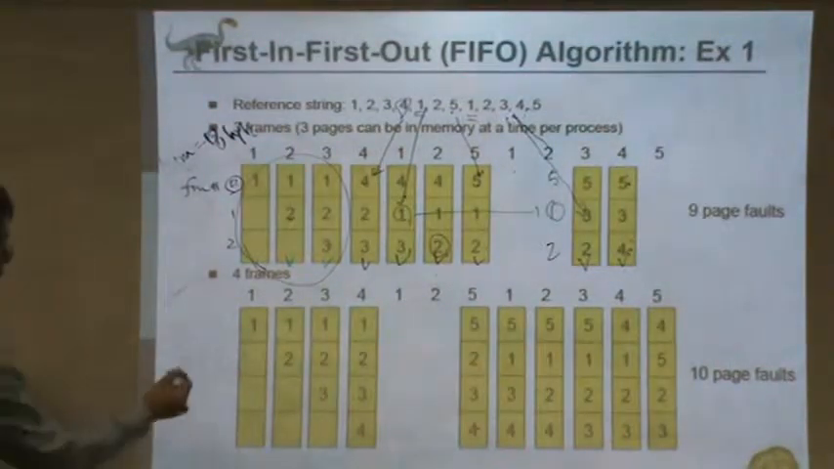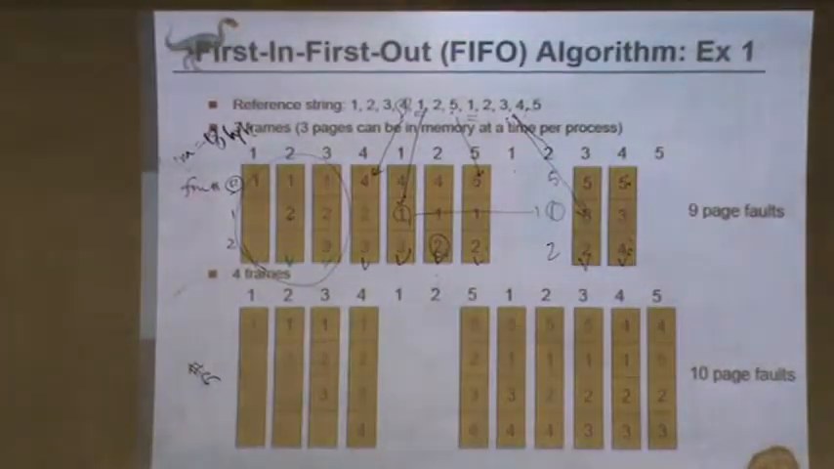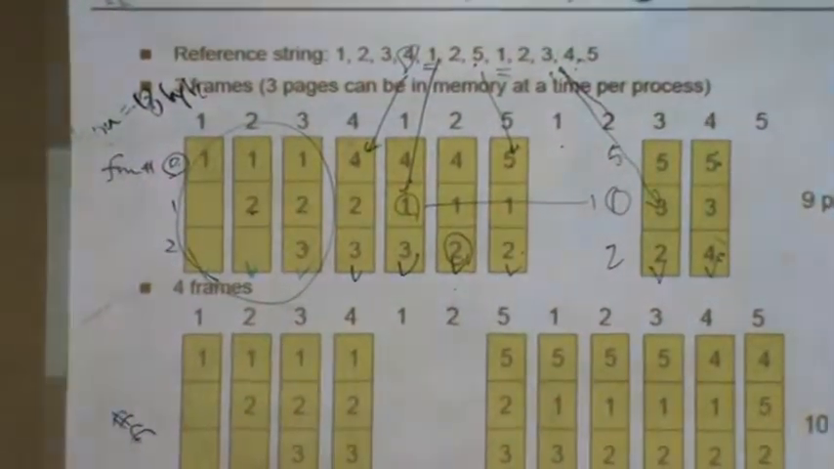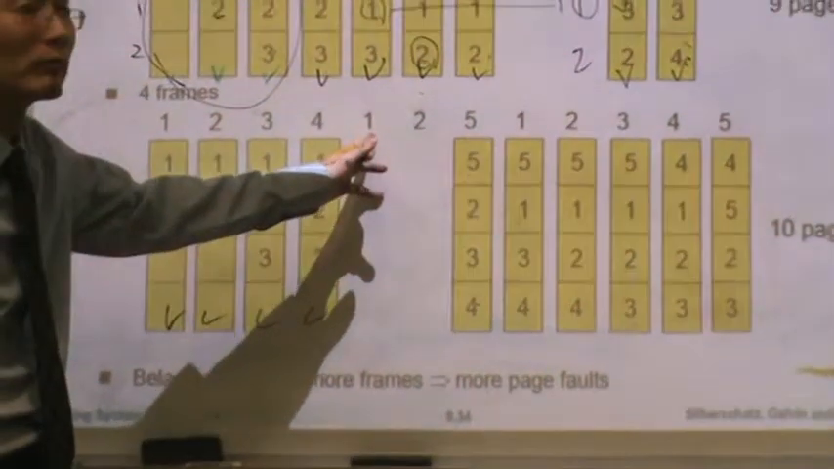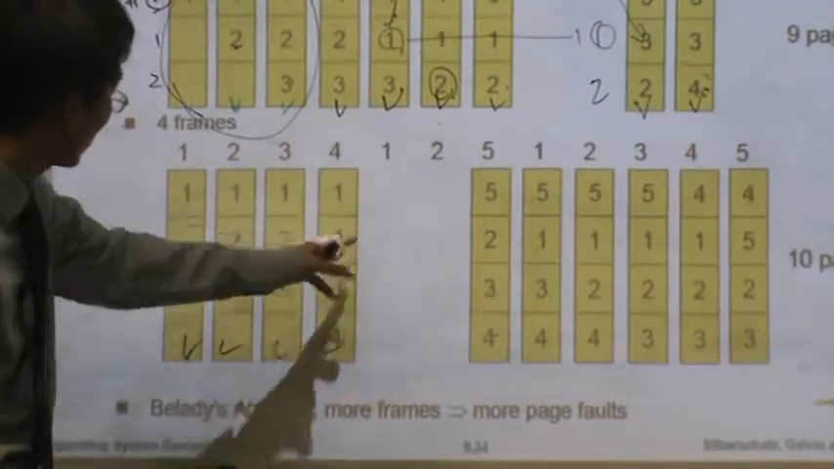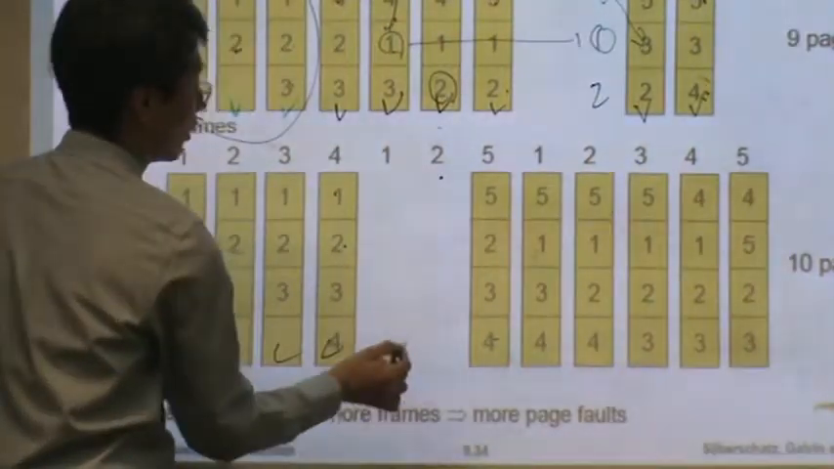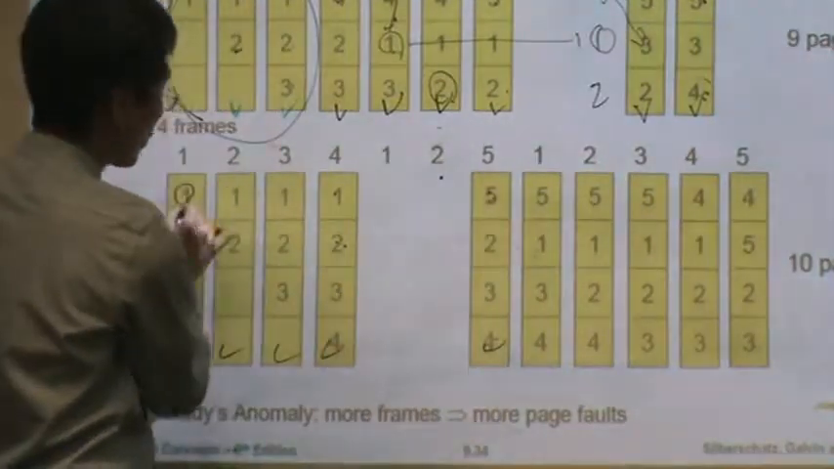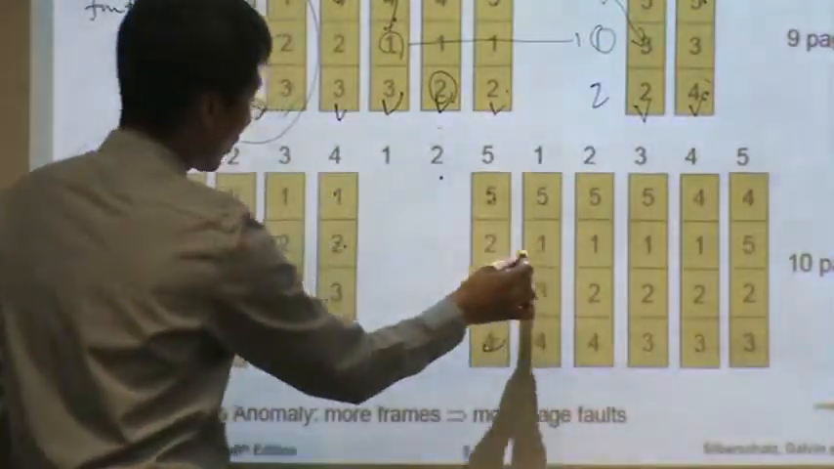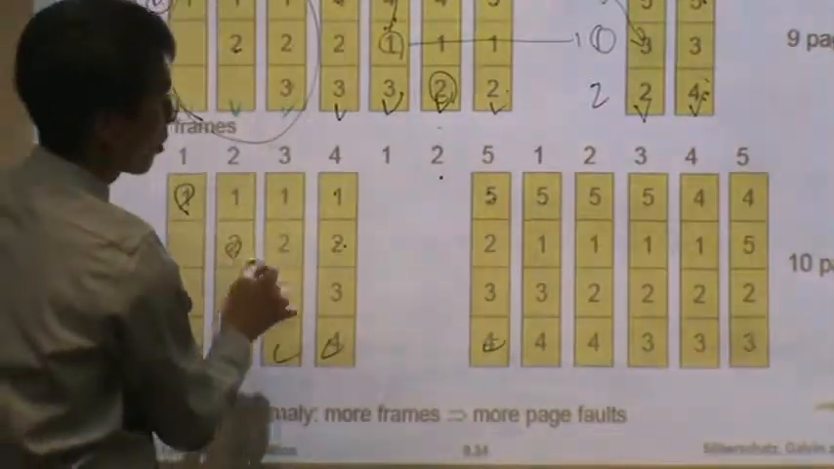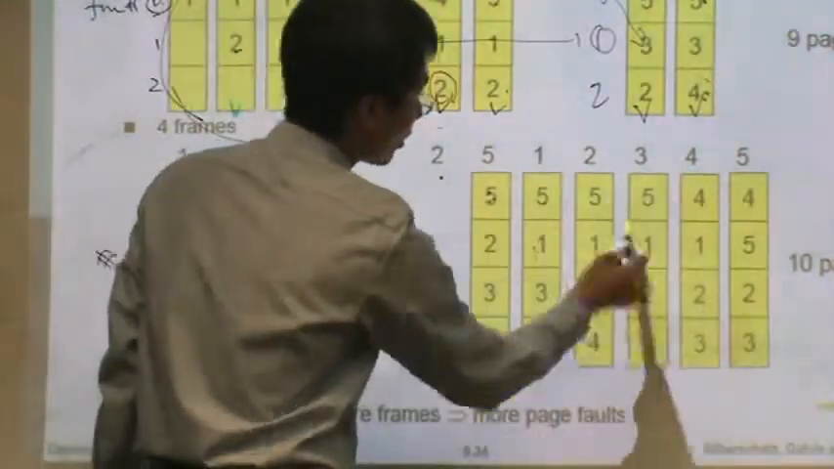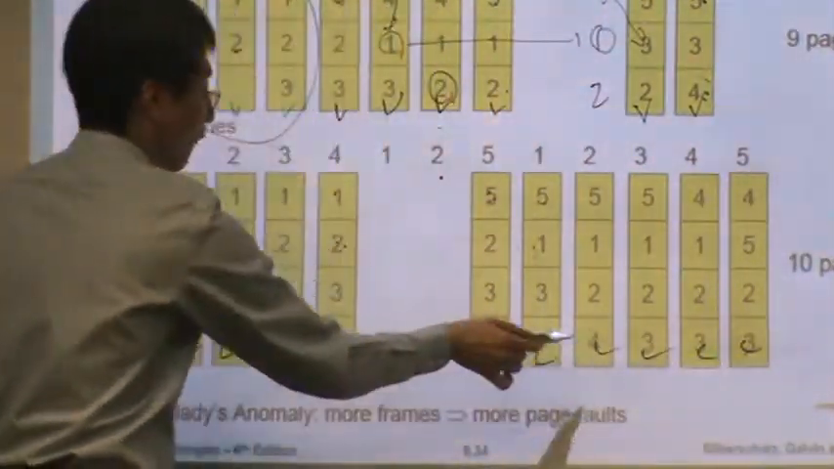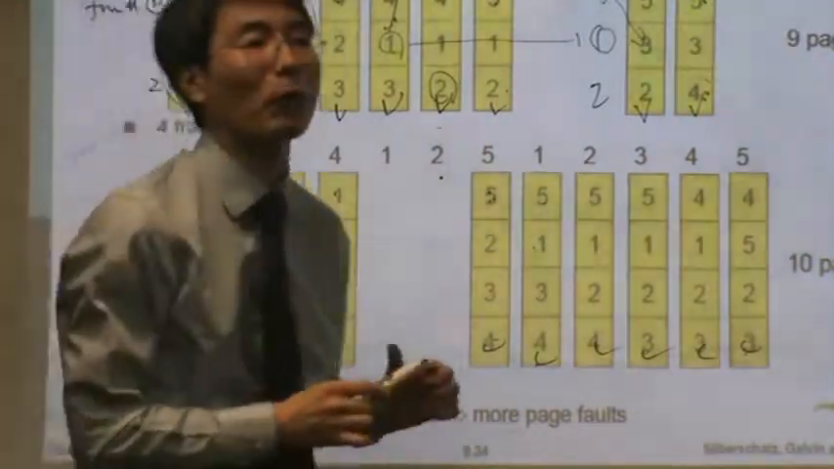What if we have the 4-page frame? The same thing. 1, 2, 3, 4 page frame. Okay. Then 1, there. 2, there. Then 5 is not there, so it's a page fault. Replace the oldest one. And next 1. No 1, so this one is the oldest one. 1, 2, 3, 4. It's a page frame. 1, 2, 3, 4, 5, 6, 7, 8, 9, 10 page faults.